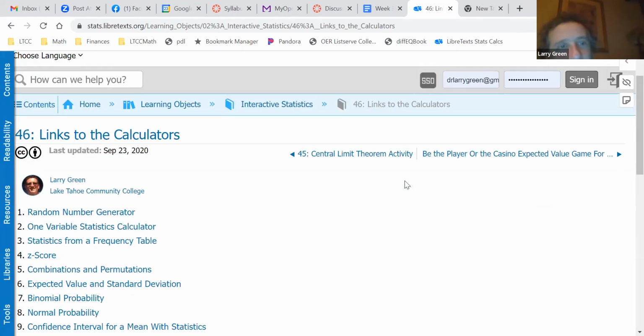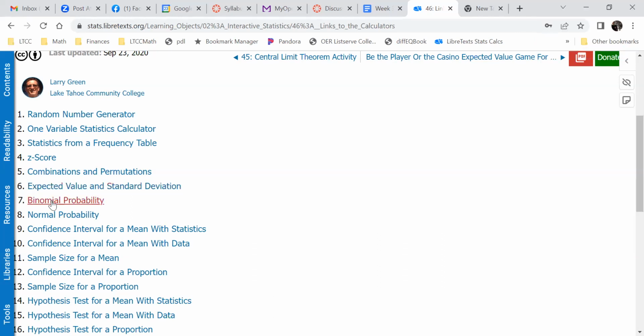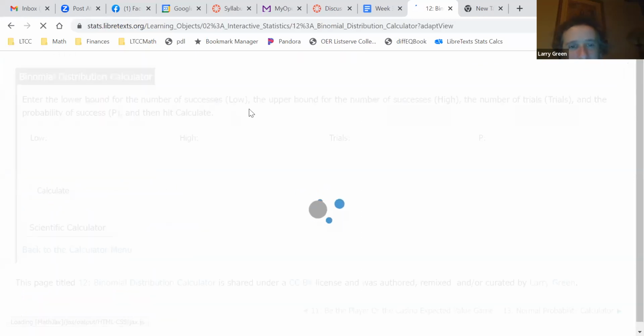And let's see if you can tell me what calculator number. Lots of good hints. What are we talking about right now? And also, I told you we do things in order of the class. 7. Yeah, number 7, binomial probability. Because we have a binomial distribution.